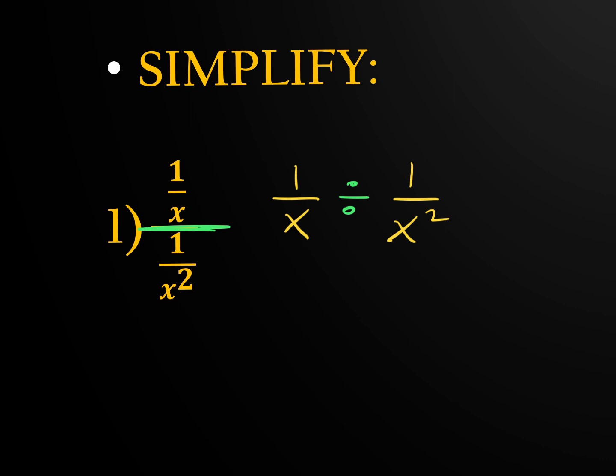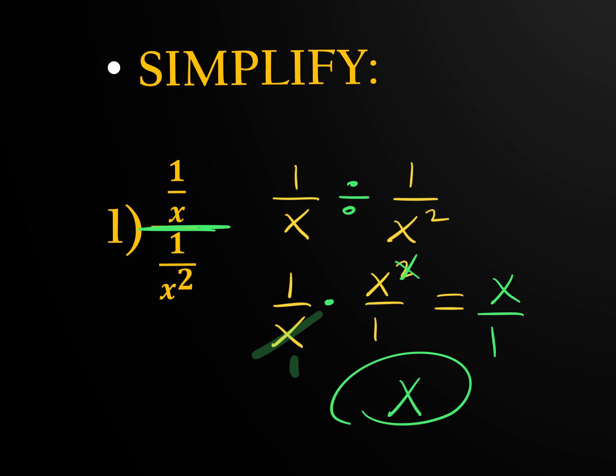So this is just like P5b, and I'm going to keep, change, flip it, or stay, change, flip. Keep the first fraction the same, change the division to multiplication, and then flip the second fraction upside down to its reciprocal, and now I'll look for things to simplify before I multiply. I could simplify the x and the x squared. This will become a 1. This, I can just get rid of the exponent. And now I'm left with x over 1, which is just x.